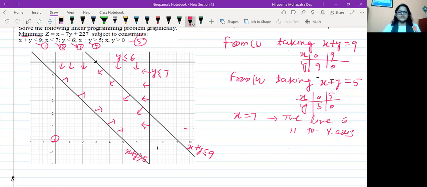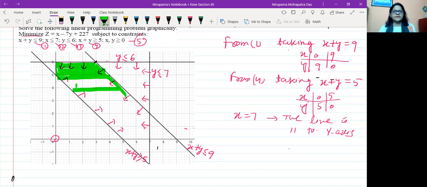away from origin. Now see the common portion. We have to set the common portion, so this is the common region we need to set. Step 1, drawing the graph, complete. Step 2, set the region common to all the inequalities. This is the portion we have to set. Very clear?